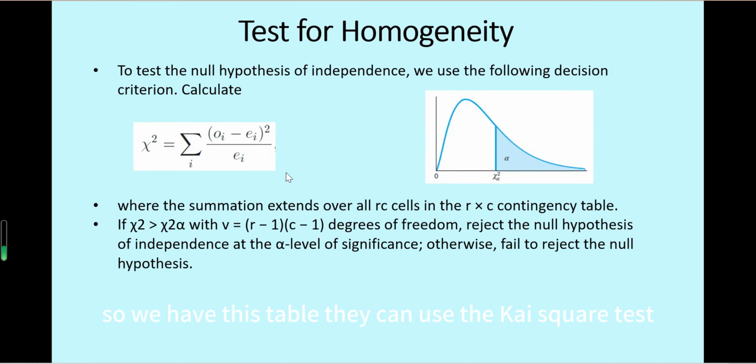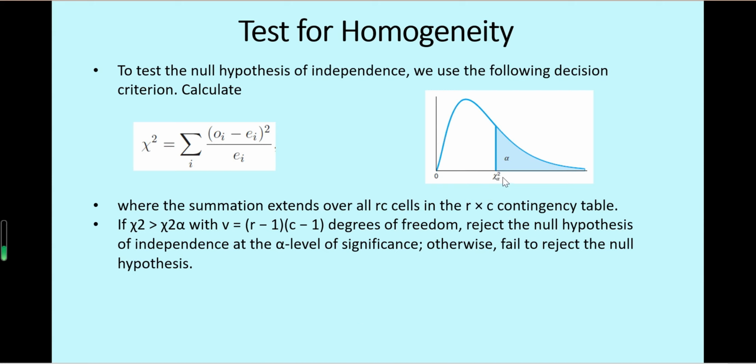So we have this table. We can use the chi-square test. This is the calculation of the sample chi-square, which is the summation of the square of the difference between observed and expected values for each count, divided by the expected value. Then this chi-square value will be compared with the critical value in the chi-square test.